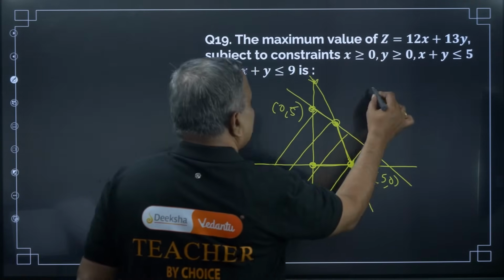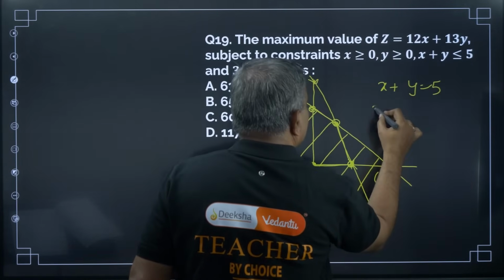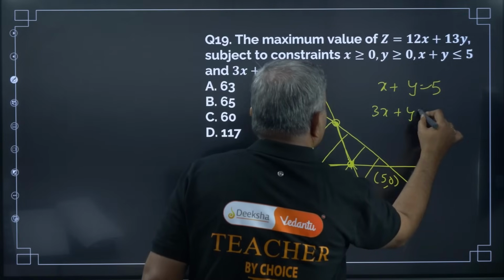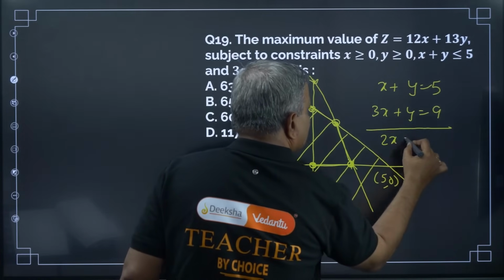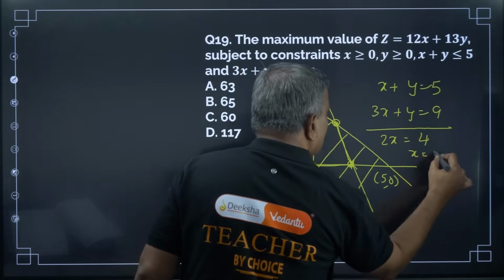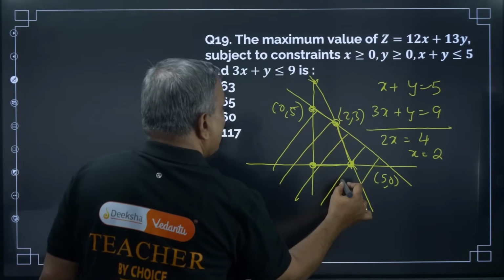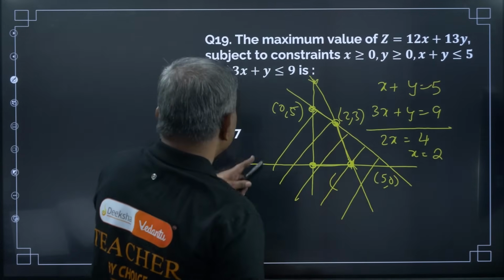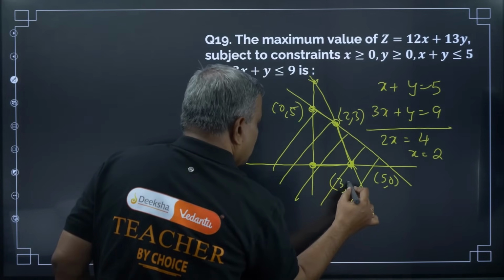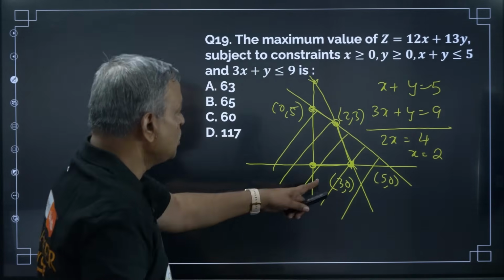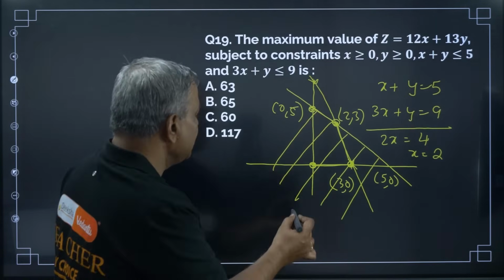So point of intersection you require. So x plus y is equal to 5, and 3x plus y is equal to 9. Subtract it, you get 2x is equal to 4, x equal to 2. This becomes 2 comma 3. And this point is the second line. You put x, y equal to 0, this is 3 comma 0. Okay, 3 comma 0 is one point, 2 comma 3 another point, 0 comma 5 one point, and this is 0 0.